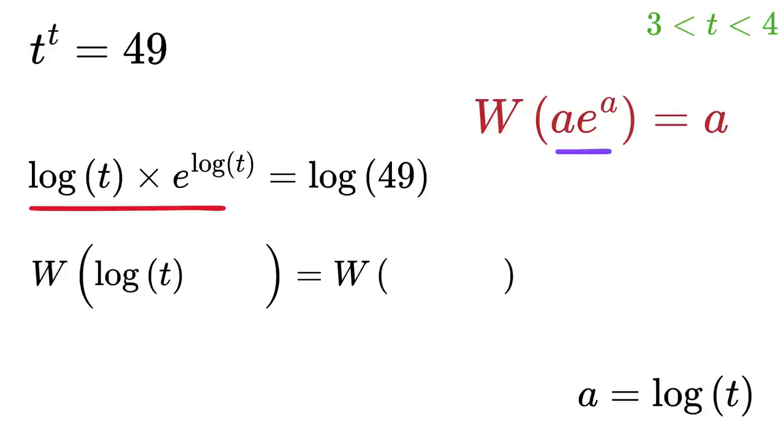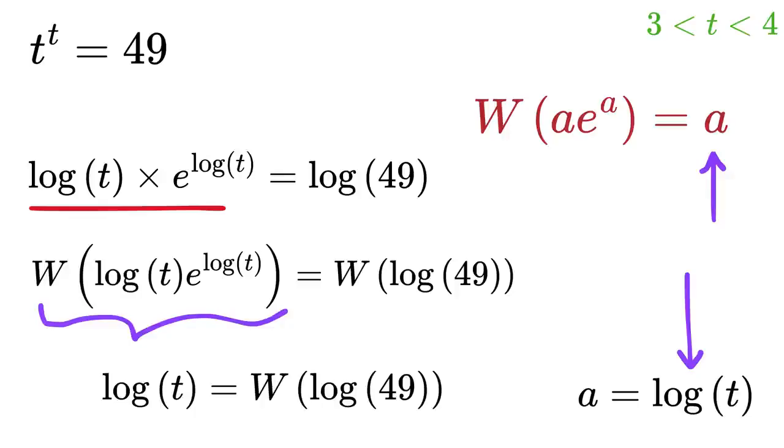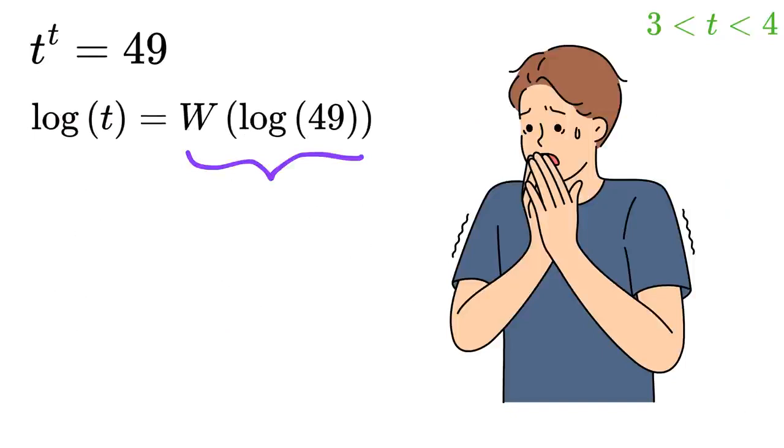This gives us W of log t times e raised to the log of t equals W of natural log of 49. What will be the value of the left side? This value will be the same as a, which will be the log of t itself, and this will be equal to W of log of 49. Now, do not be scared about this right-hand side. This log of 49 is a constant, and this is also a constant.